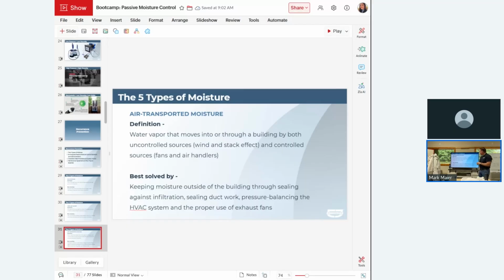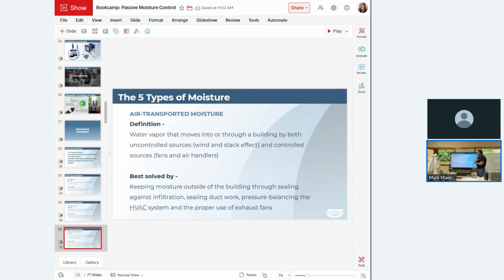How do we solve that? Keeping moisture outside the building through sealing against infiltration, ductwork, air pressure balancing, and the HVAC system, the proper use of exhaust fans, right? These things are all linked to one another. So when we're going in to do our assessment, these are the kinds of things that we're looking for. These are the causes of moisture issues in a building envelope.